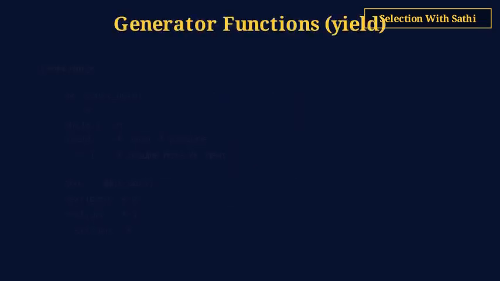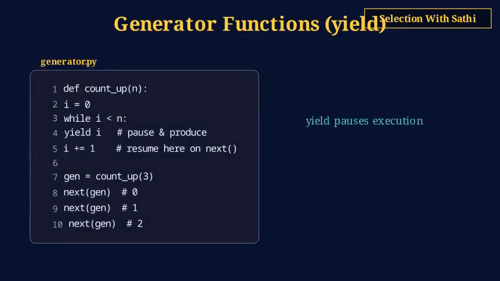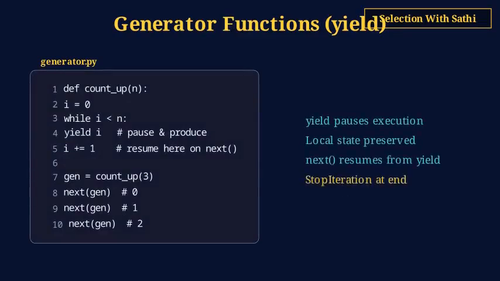Generator functions are the easiest way to create iterators. Any function with a yield keyword becomes a generator function. Calling it doesn't run the body, it returns a generator object, which is an iterator. Yield pauses execution and produces a value. The function's local variables and state are preserved between yield calls.